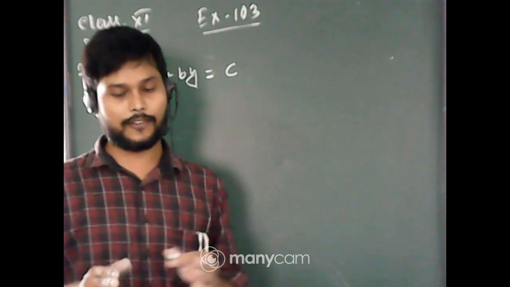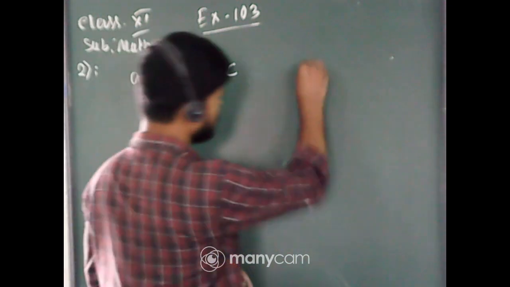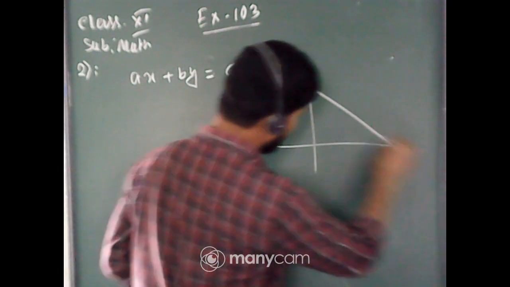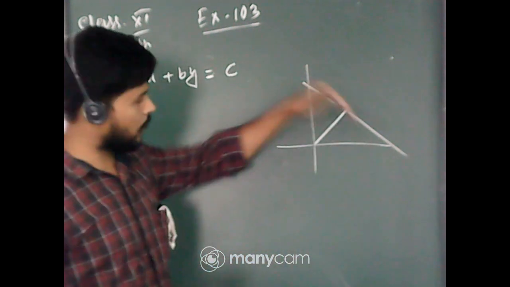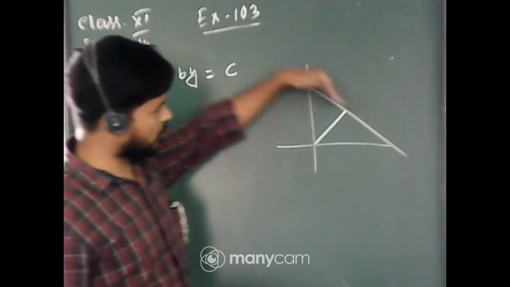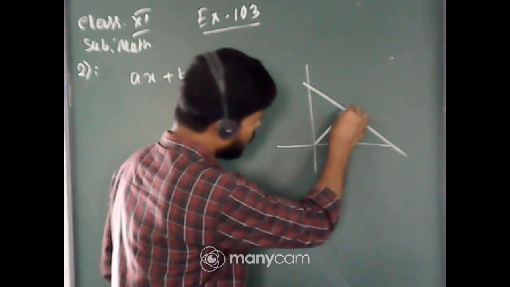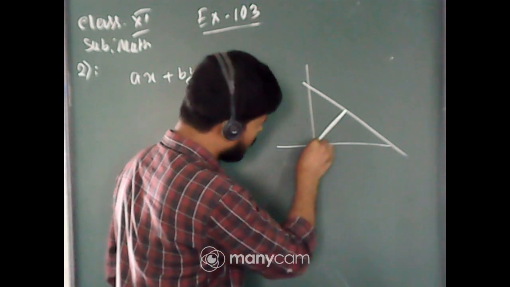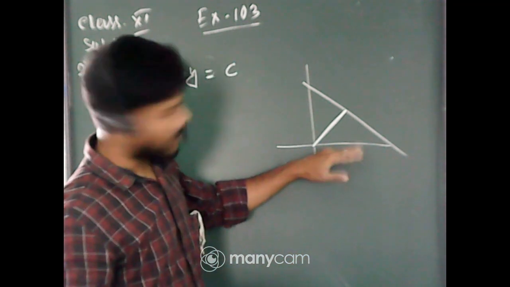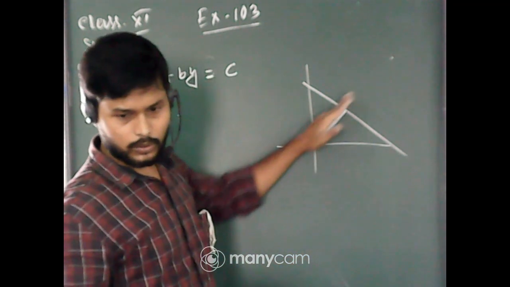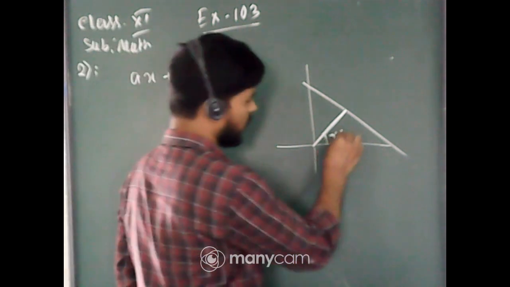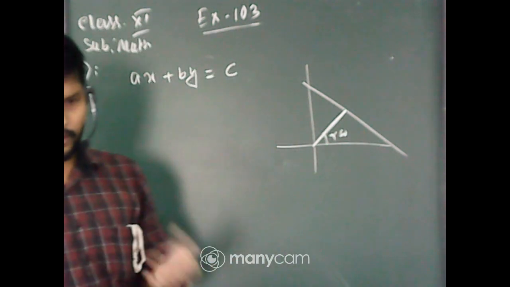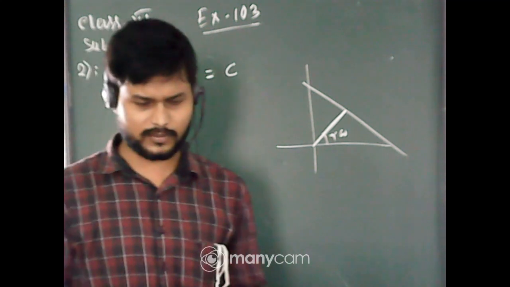Yes, Mohammed. Alpha is the angle made by the line which is perpendicular to the given line. This is the given line. Alpha is the angle formed between the x-axis and the line perpendicular to the given line. This angle is alpha. In your book it is given as omega. So whatever you write, omega or alpha, both are equal.